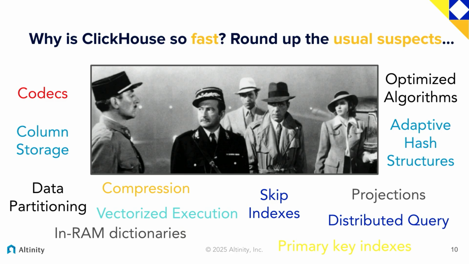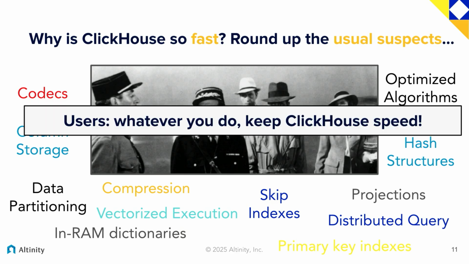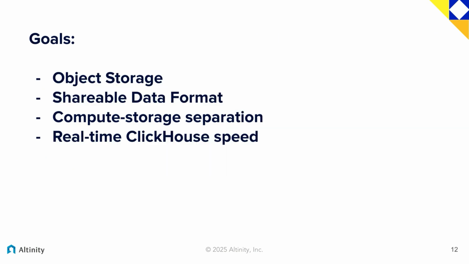Every change in ClickHouse is always tested for speed. And if we want to change ClickHouse in a way users want, they always ask, whatever you do, keep ClickHouse speed. It should be as fast as now or faster. Don't make it slower. So we have goals or user demands: object storage, shareable format, so we can share the data, not just with ClickHouse, but with other tools, compute storage separation, and real-time ClickHouse speed, so we need to keep it. How to solve this problem?